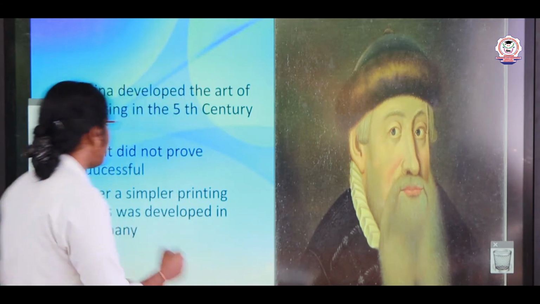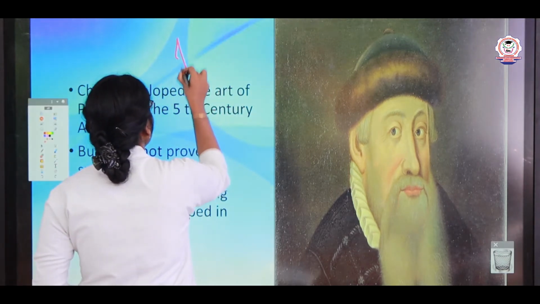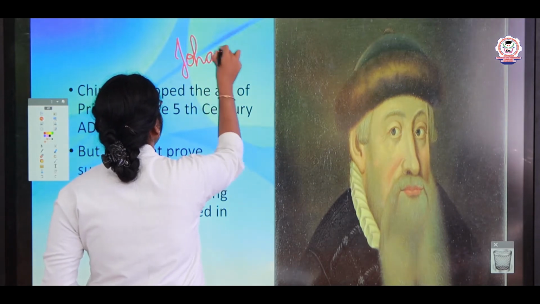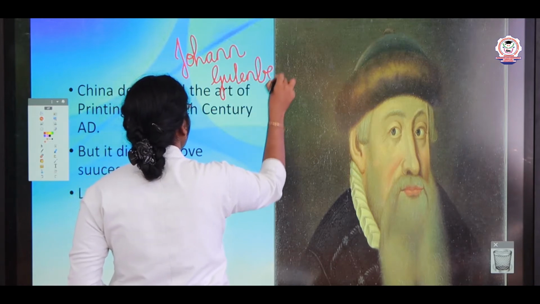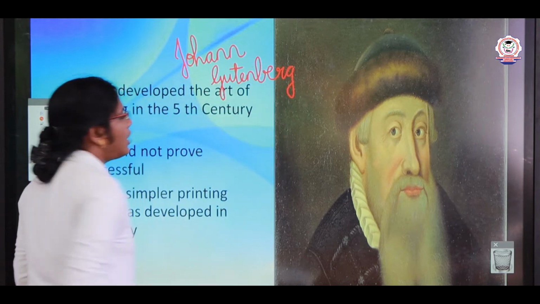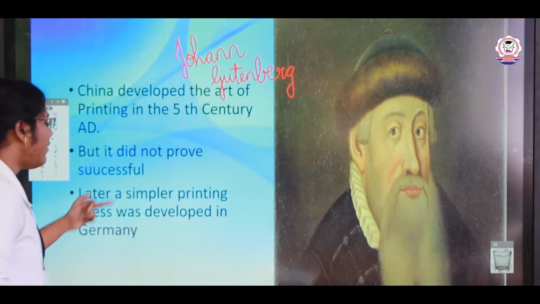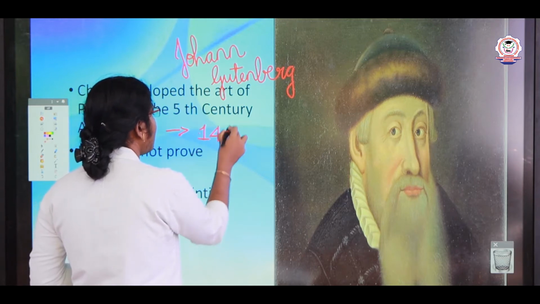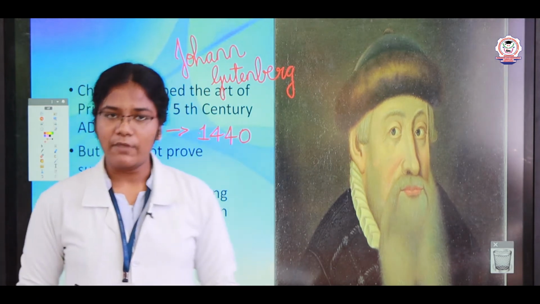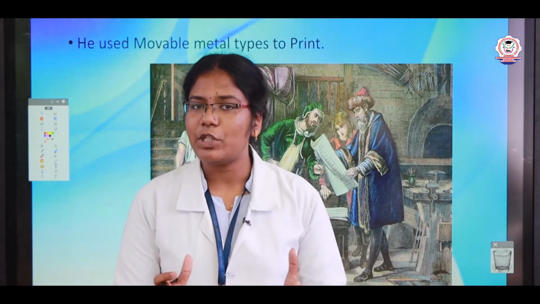Later a person from Germany, named John Gutenberg, the person you are seeing in the picture, invented the printing press. He is from Germany. John Gutenberg invented the printing press in the year 1440. He used movable metal types to print.